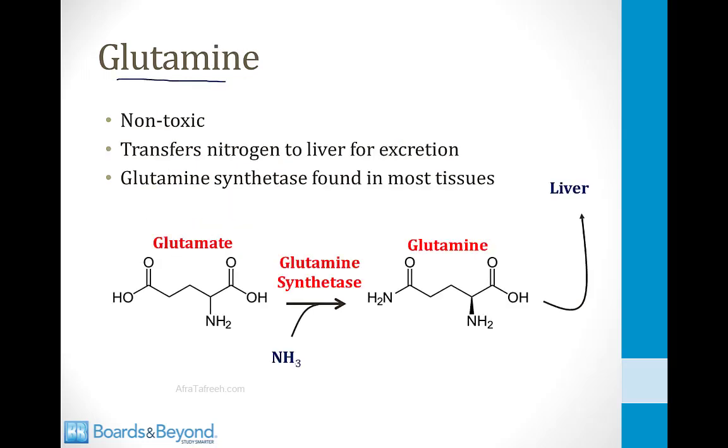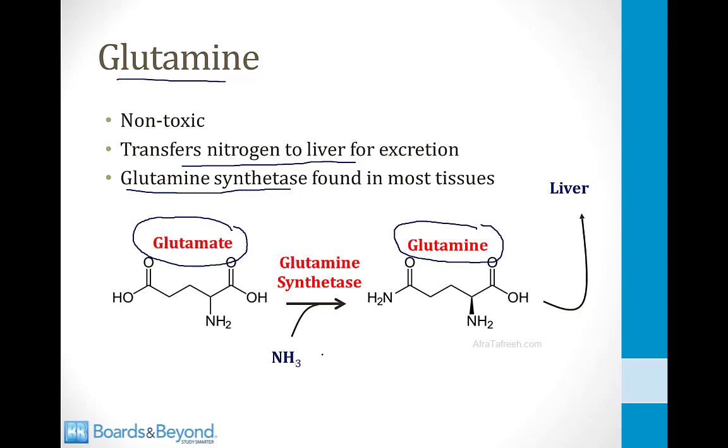Glutamine is a non-toxic structure that shuttles nitrogen to the liver for excretion. There is an enzyme called glutamine synthetase that is found in most tissues. And it takes all those molecules of glutamate that have been synthesized from breakdown of amino acids, and it converts them into glutamine. To do this, it adds another nitrogen from ammonia, and therefore the glutamine carries two nitrogen molecules back to the liver for further metabolism.